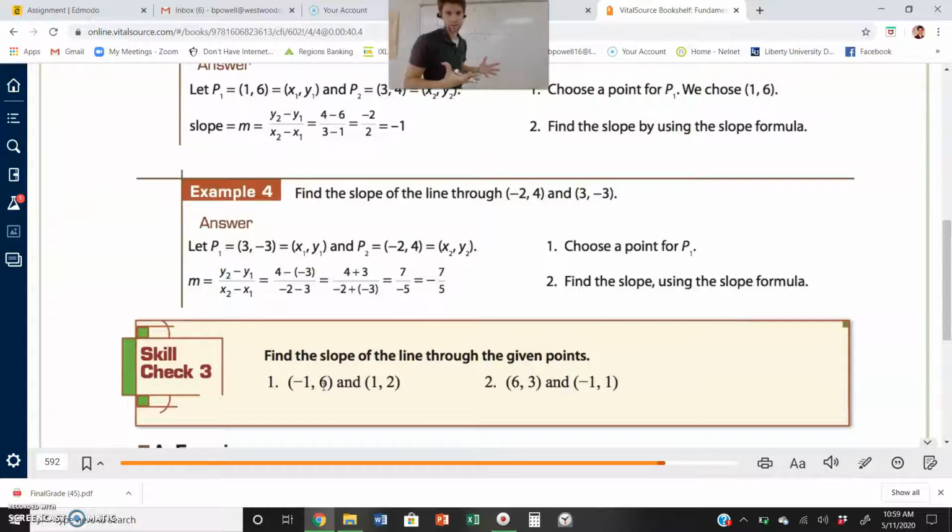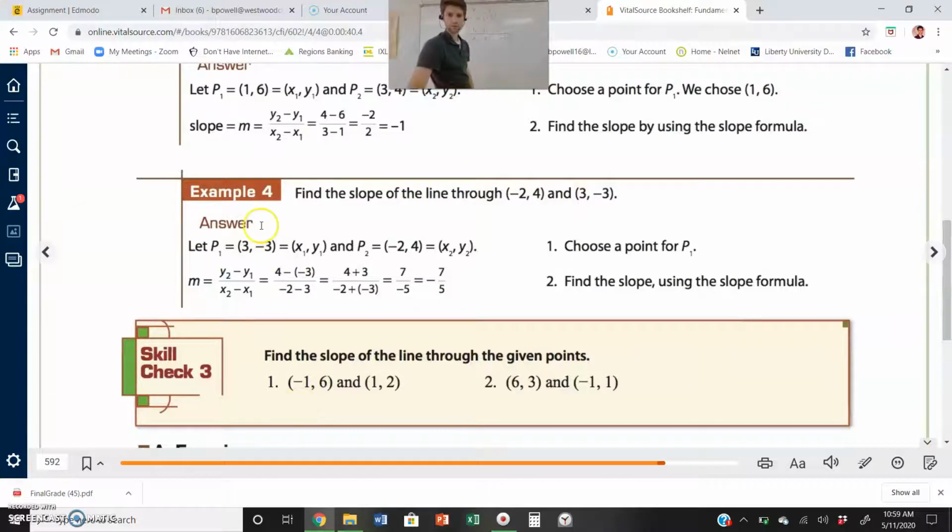And for me, the way I work it is I always take the first point and use that as my point 1. So I don't try and confuse myself. This is the easiest way. So let's plug it into the formula. Y from my 2 is 2, minus y from my 1. Y from my 1 is 6. X from my 2 is 1, minus x from my 1 is a negative 1.